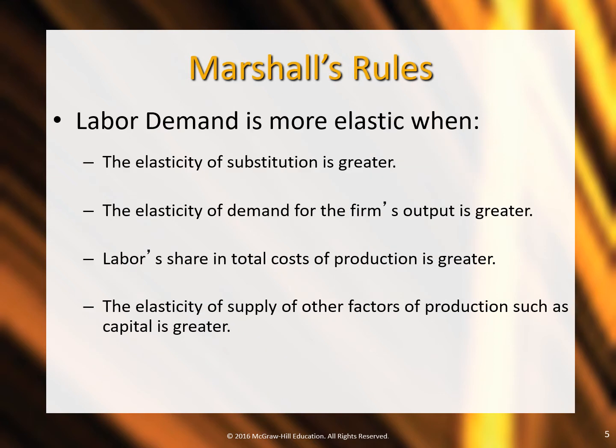Marshall's rules. Labor demand is more elastic when the elasticity of substitution is greater, the elasticity of demand for the firm's output is greater, labor's share in the total cost of production is greater, and the elasticity of supply of other factors of production such as capital is greater.